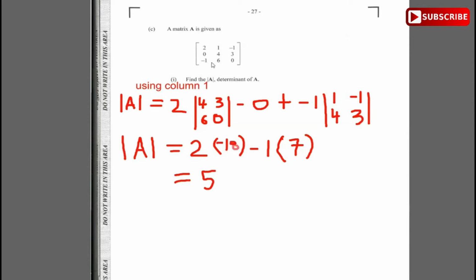So this is now cross, cross. 1 times 3 minus 4 times minus 1 is 7. This is minus 7. So now I can work this out. So my mistake, my apologies. 2 times minus 18, minus 1 times 7, that's minus 43.